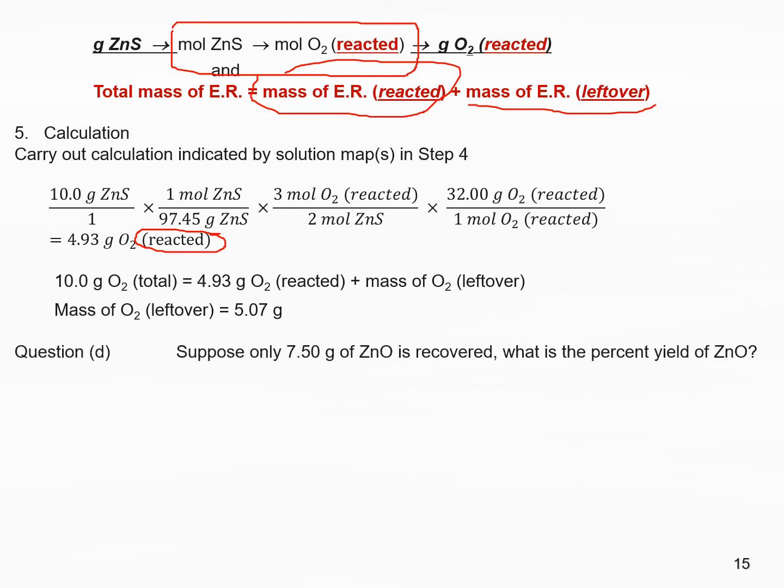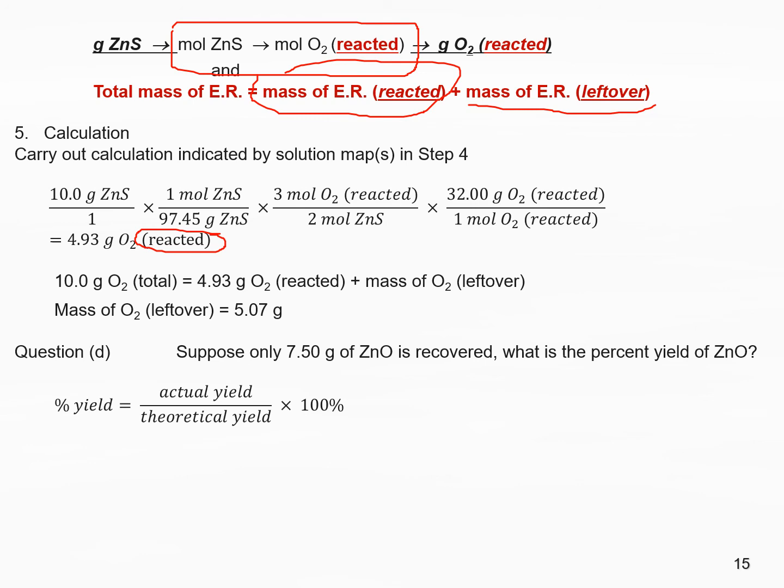Question D here says, suppose only 7.5 grams of zinc oxide is recovered. What is the percent yield of zinc oxide? When we talk about percent yield, here's the equation: percent yield equals the actual yield divided by theoretical yield times 100%. Speaking of theoretical yield of zinc oxide, remember we calculated it somewhere a couple of slides before, so we can go back and find out.